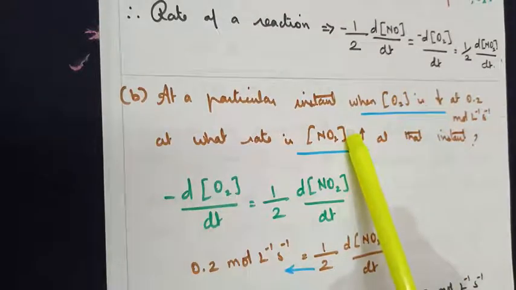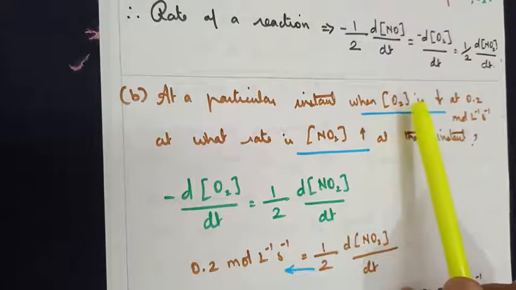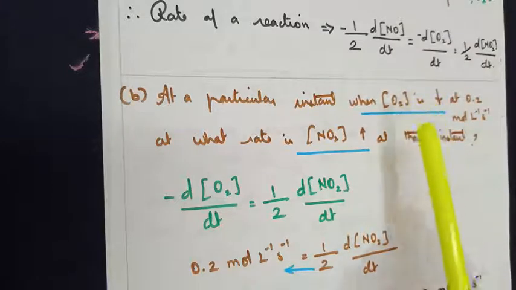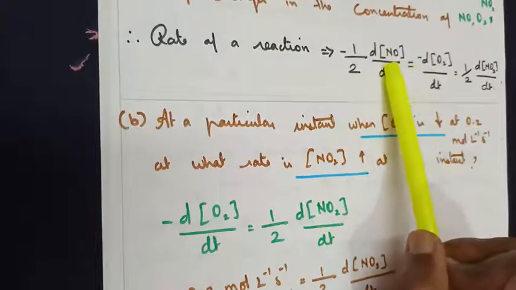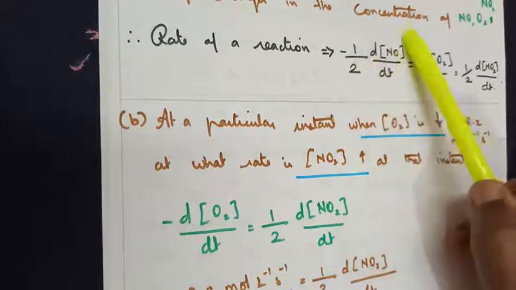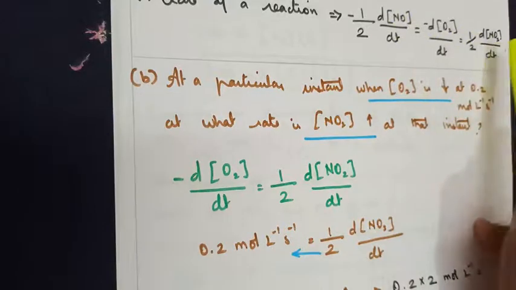In the given question, they have given the concentration of oxygen, and they are asking you in terms of nitrogen dioxide. There is no question in terms of nitric oxide. So we are omitting that term. We are considering only these two.